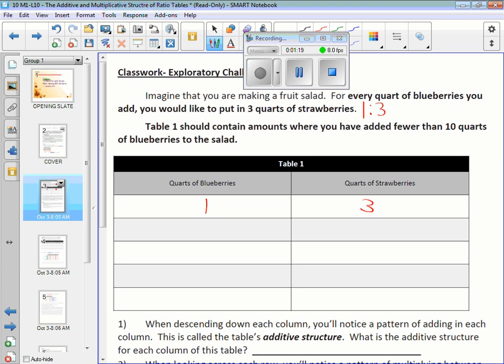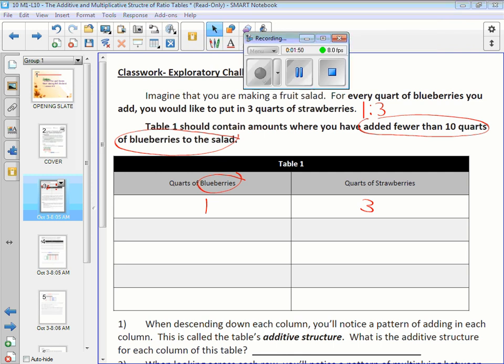Now you're going to build equivalent ratios, and the only thing they're asking you, as somewhat of a guideline, is that the amount of blueberries has to be less than 10. Okay, so keep it simple. Build your equivalent ratios based on the value of the ratio 1 to 3, and then I'll call somebody up and you can do it. All right, go ahead, John.